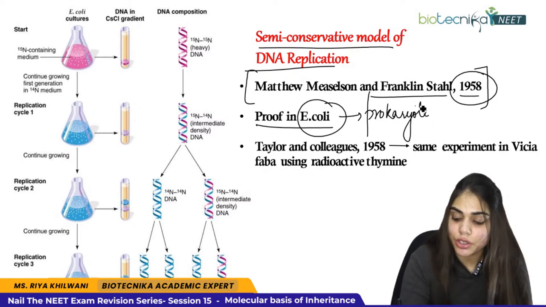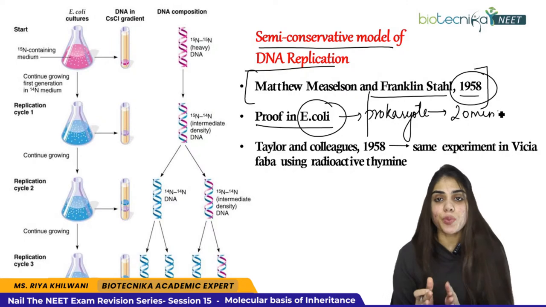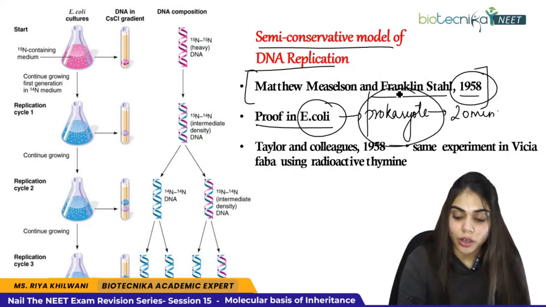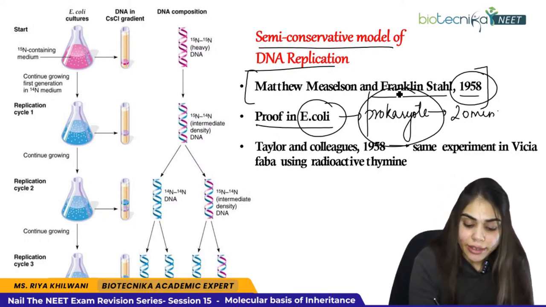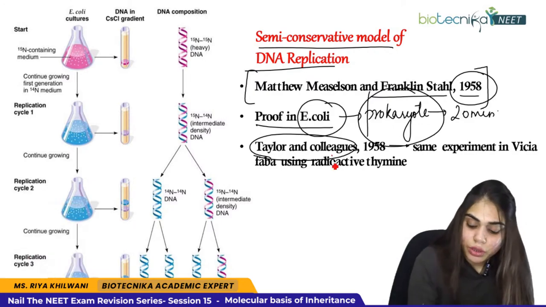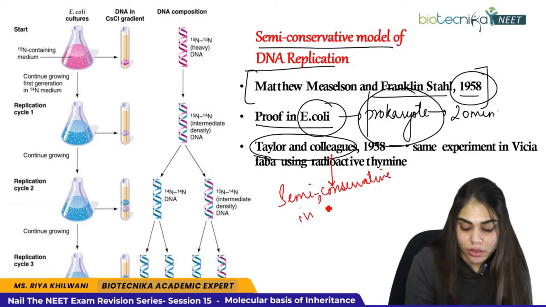And it has a generation time of 20 minutes. So this was proved in E. coli. E. coli is a prokaryote, but this has to be proved in eukaryotes also. So Taylor et al., new scientists, came and proved this semi-conservative mechanism of DNA replication in eukaryotes.